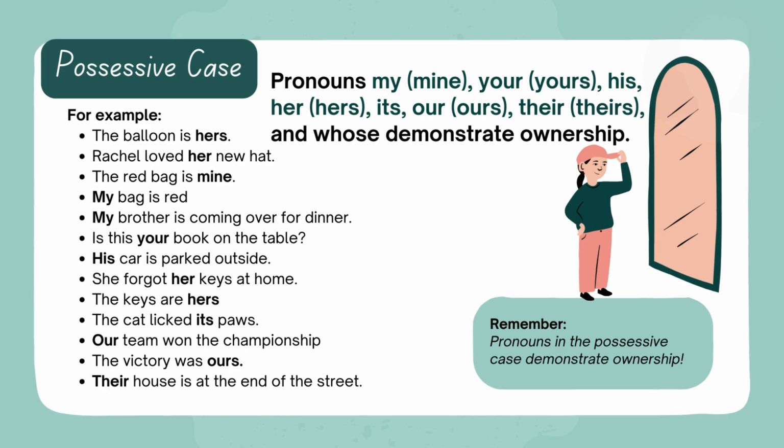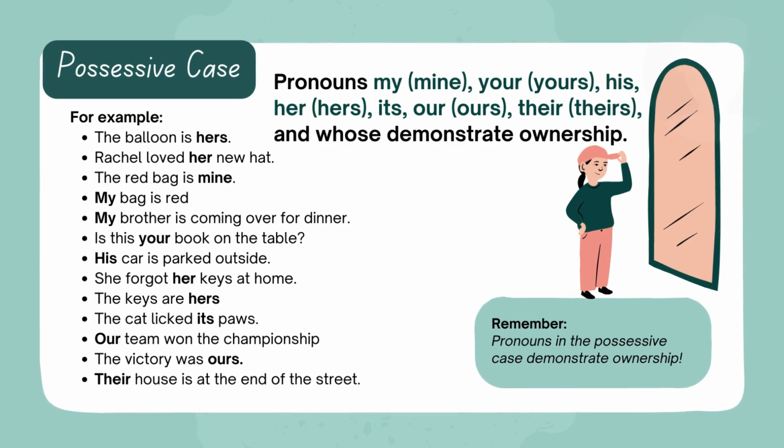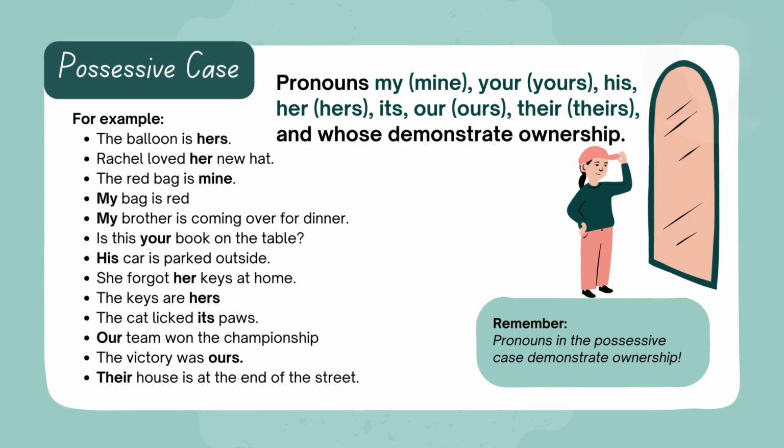Now, possessive pronouns. For these possessive pronouns, we have words like my or mine, your or yours, his or his, it remains the same, her or hers, its, our or ours, their or theirs. And those demonstrate ownership. Let's look at some examples. The balloon is hers. It shows that it belongs to her. For example, if I say the cell phone is hers.